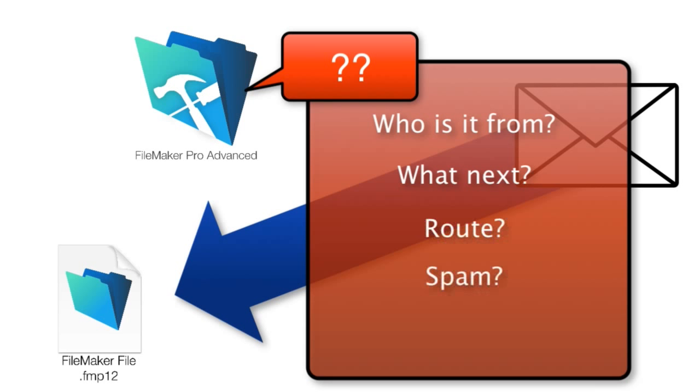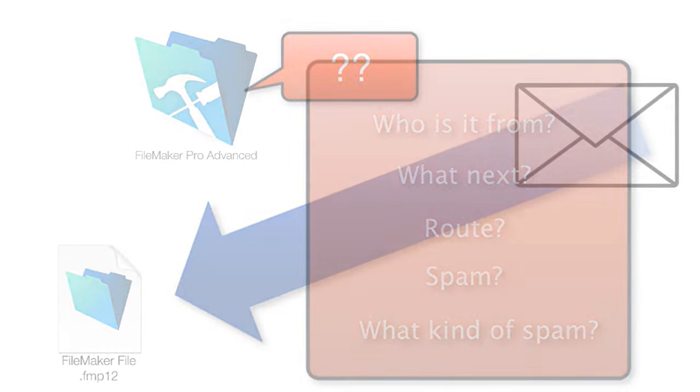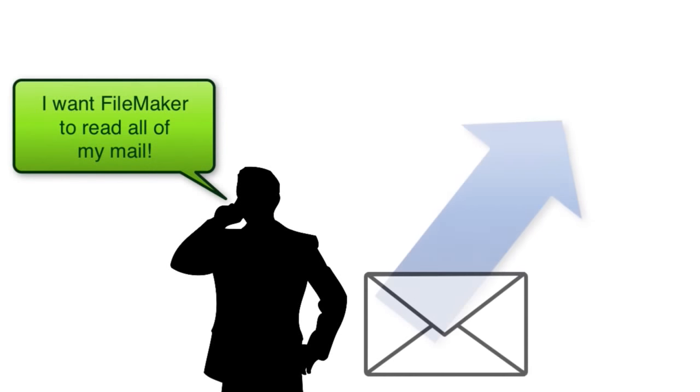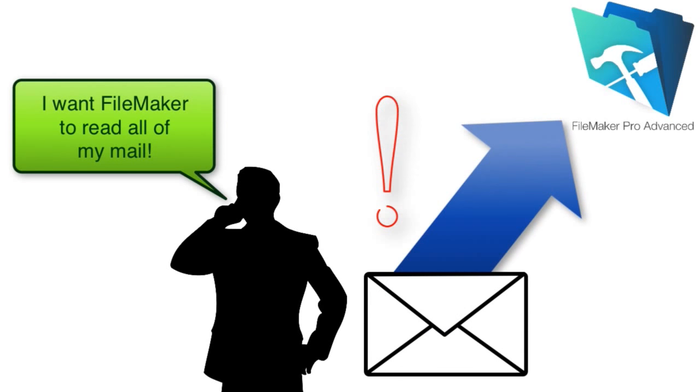What if it's a spam about buying the latest box of Viagra, right? Then what do you do with it? How do you know it's a Viagra ad? And what are you going to do? So there's a lot of thought and care that has to go into triaging inbound emails, and people don't necessarily understand that when they say, customer calls and says, hey, I want to have FileMaker read all my mail. Like, really? You know what's in your inbox?